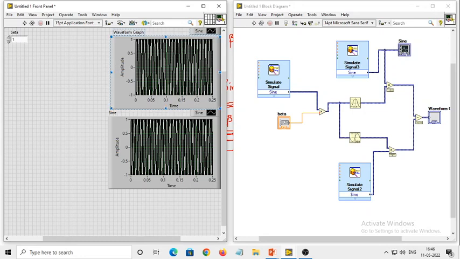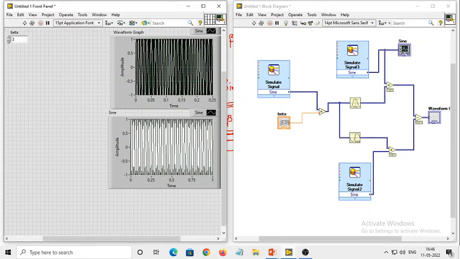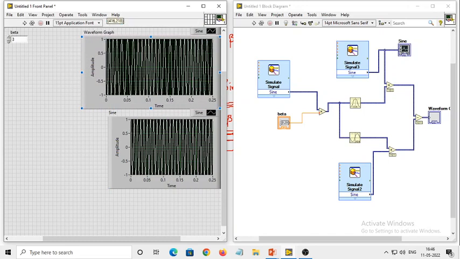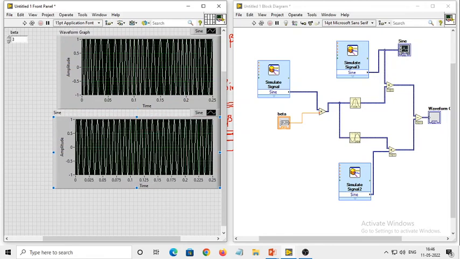So this is the modulated signal. Let me further increase this so that we can clearly visualize the variations. Okay, so this one is the carrier and this one is the modulated signal.